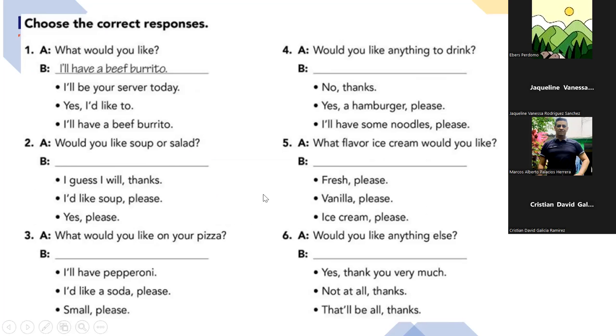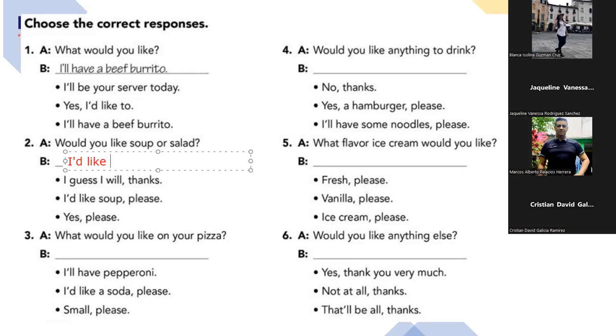What would you like? I'll have a beef burrito. Yes. What about the next one? Number two. Would you like soup or salad? What is the correct answer? I'd like soup, please. Okay, very good. I think we have a comma right here. Oh, yeah.